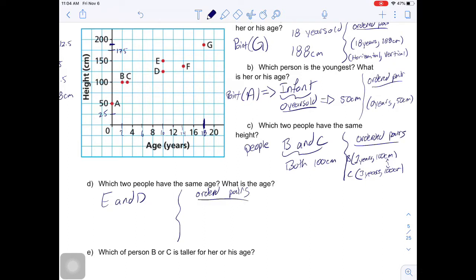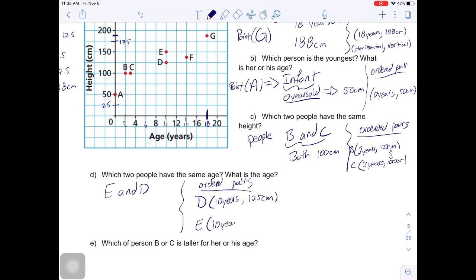Okay, so here, what is D? Well, I'm going to represent D's point. So its horizontal axis point is 10. So at 10 years old, he is 125 centimeters. Now E. E is also 10 years old, but he is at 150 centimeters. So we can see that both of them are 10 years old, which is what we were asking. So they are both 10 years old.